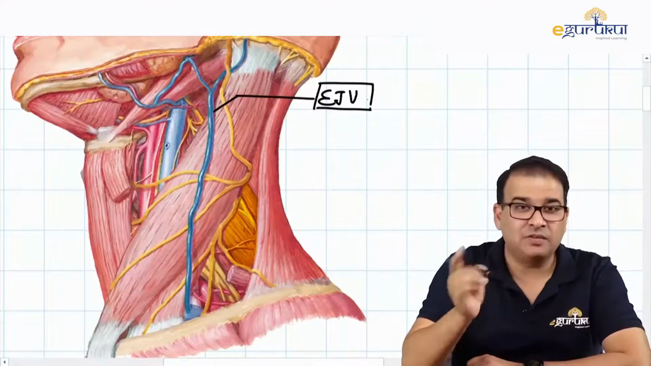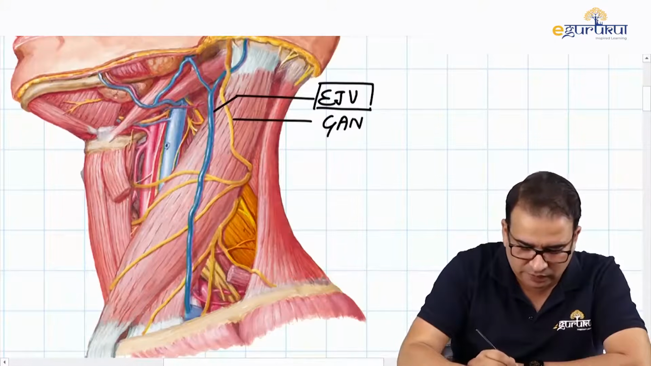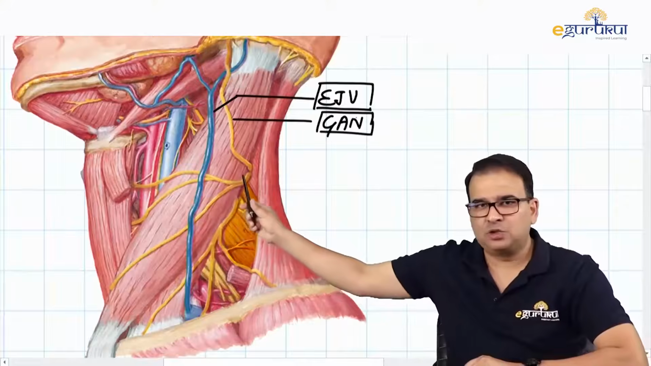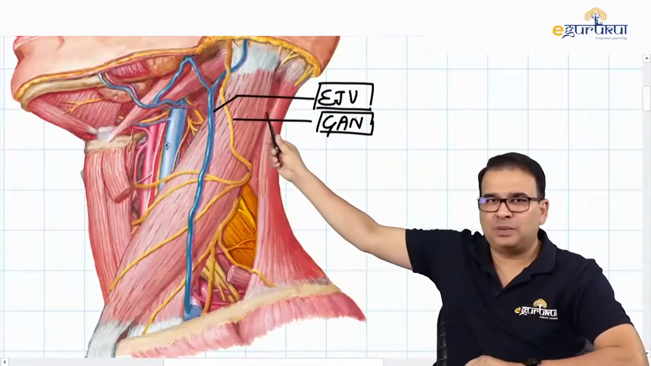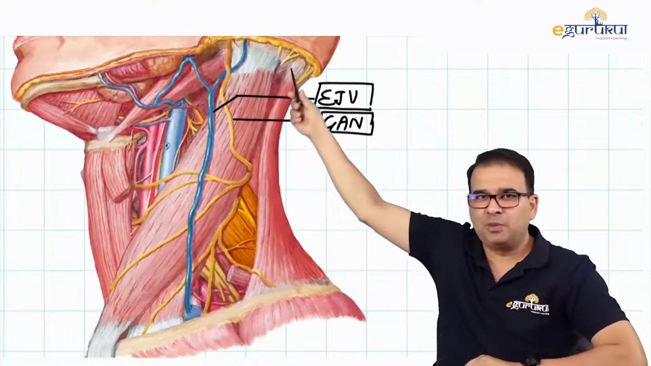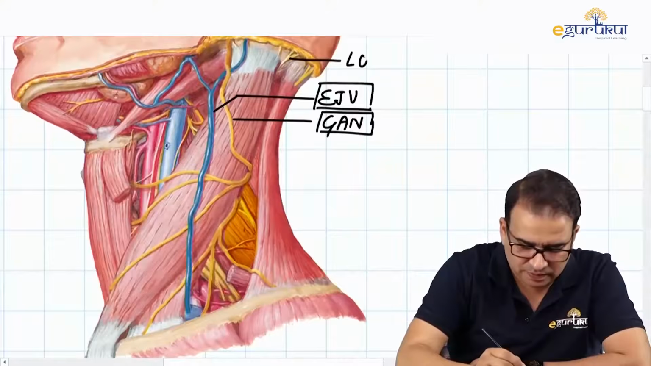What nerve we said will be running with the external jugular vein? Look at this nerve running with the external jugular vein. That is the great auricular nerve. Then we said one nerve is to be running behind the sternocleidomastoid. You can appreciate that nerve present over there. Can you see that? Yeah. It is actually running behind the sternocleidomastoid. The muscle is slightly retracted here. That's the lesser occipital nerve.